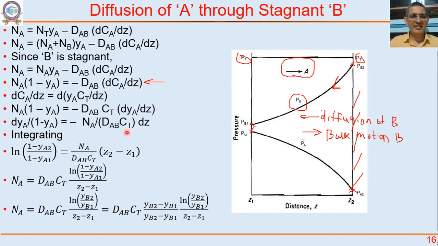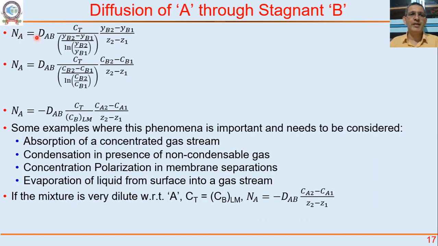Now it's just a matter of maths. Just integrate, and you call this the log mean driving force. You can see that for yourself; it's straightforward. So the flux of A is D_AB C_T (y_B2 − y_B1) / (ln(y_B2/y_B1) (Z2 − Z1)). I can write this in terms of partial pressures, mole fractions, or total concentration. Either way I can write it.